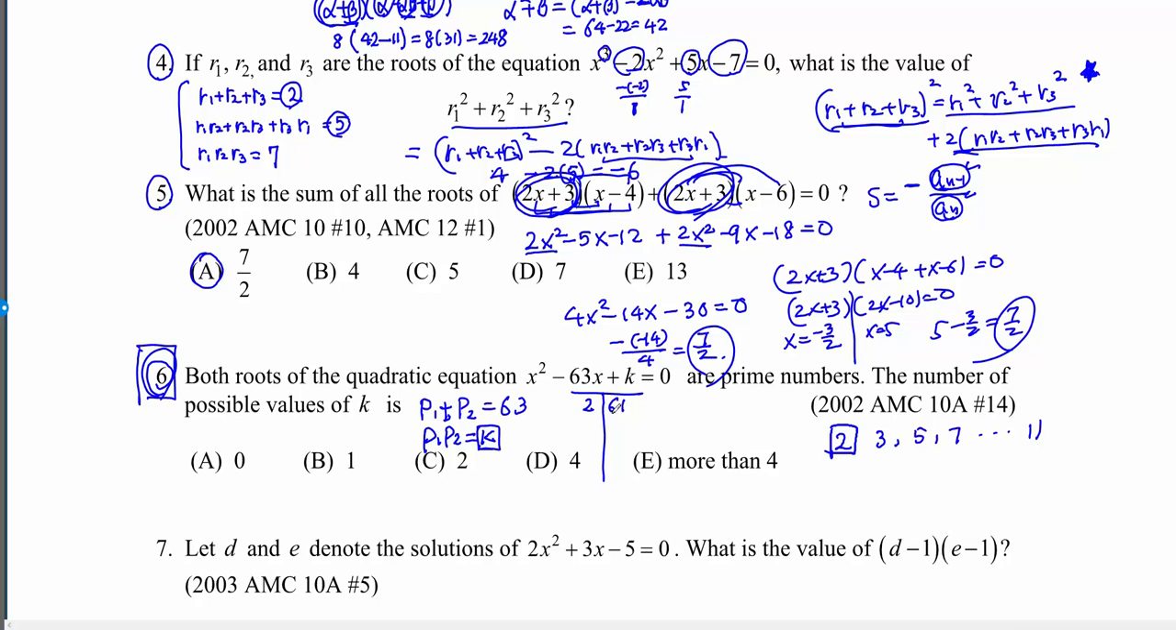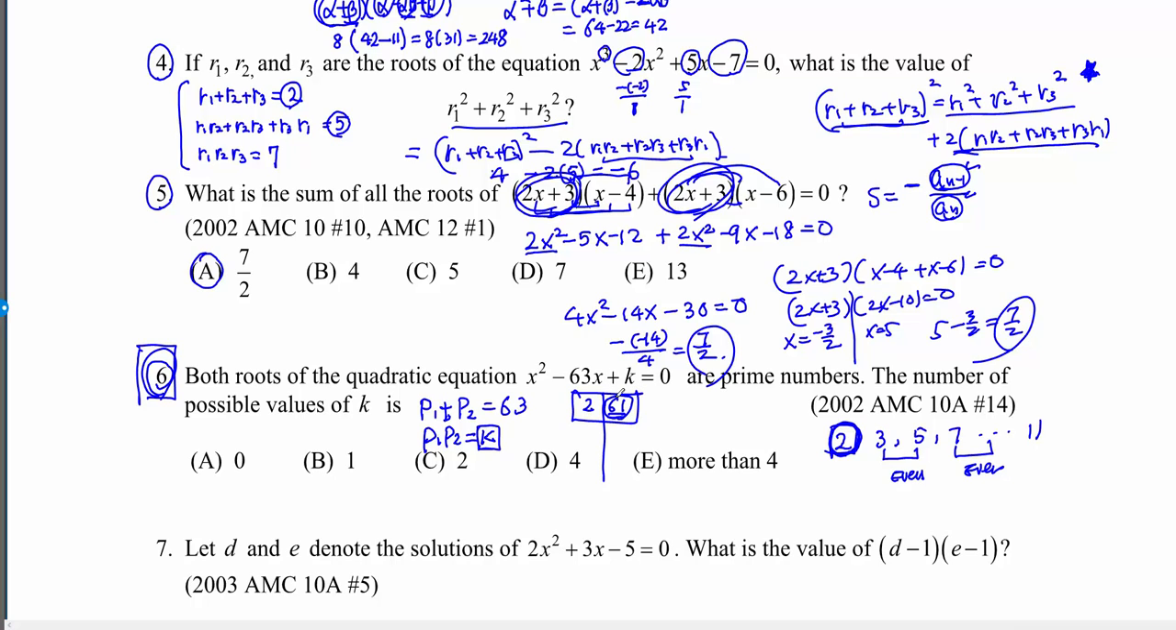The sum of two odd primes is even, but 63 is an odd number. That's why one of the numbers should be even. If both were odd primes, 3 plus 5 would be an even number. But this is an odd number, so one of the primes should be 2. That's the only one.